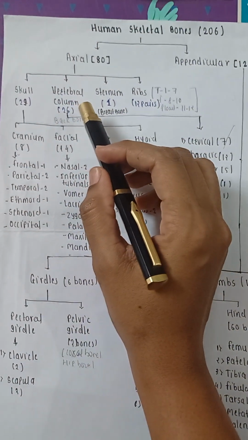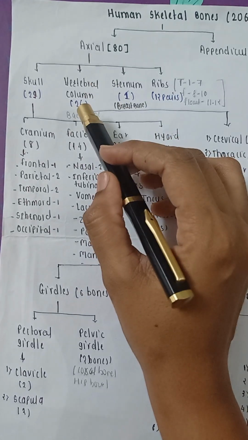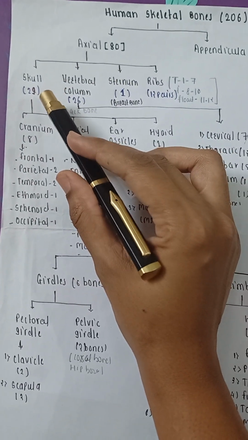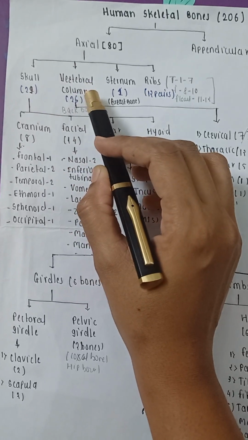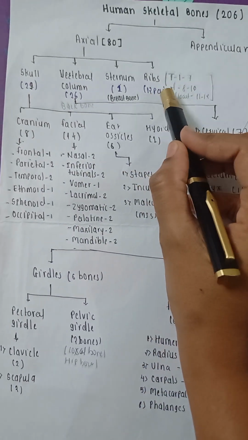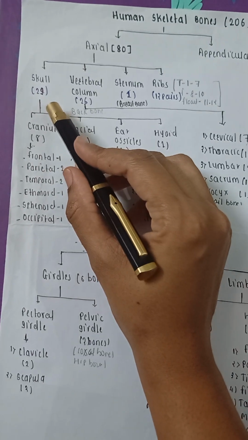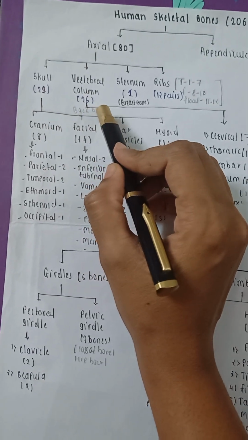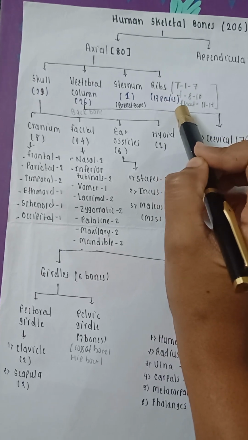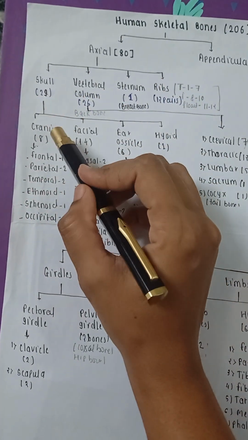Now we'll see the axial part. In axial, there are a total of 80 bones, which are classified into four parts. First is the skull, second is the vertebral column, third is the sternum, and fourth is the ribs. Skull consists of 29 bones, vertebral column consists of 26 bones, sternum is a single bone, and ribs are 12 in pairs.